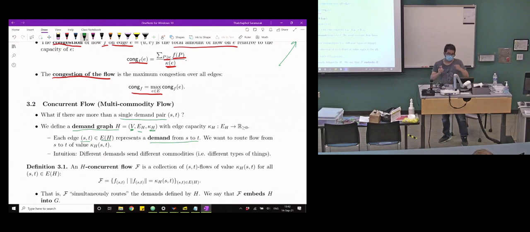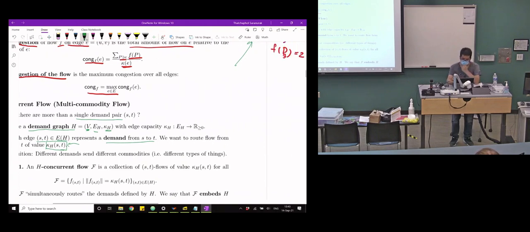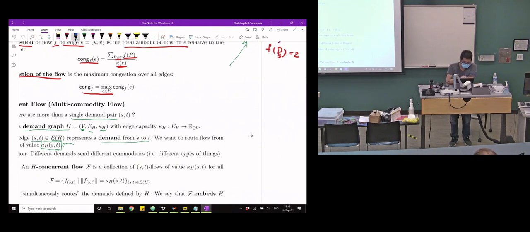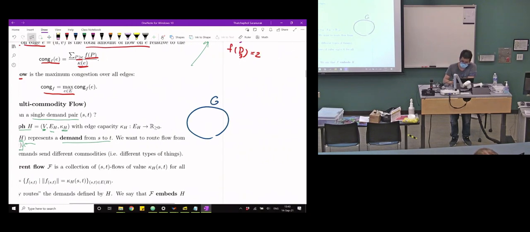That is, we want to route flow from S to T. By how much? The total amount of flow that we would like to route from S to T is specified by the capacity, or the weight, of this edge in H. So, for example, let's say you have a graph G, and you have a graph H, and let's say H has 2 edges, S1, T1, S2, T2.